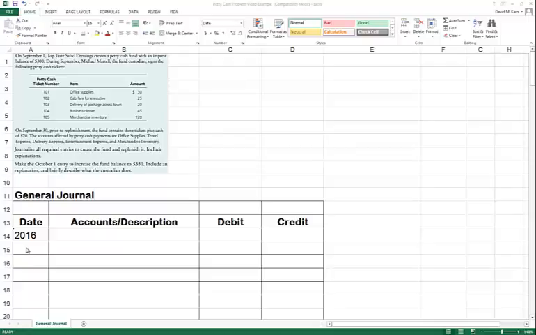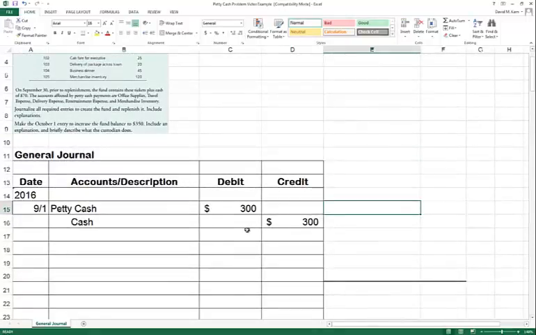Okay, so let's take a look at this. We'll just use 2016 as the year since they didn't give us one. The first entry we have to do is on September 1st, which is to create and establish the fund for petty cash. Now remember, you only debit petty cash when you're going to establish the fund or you're going to increase the value of the fund. So obviously we will use petty cash as our debit here, and they're establishing it for $300. And then we'll credit cash of $300 and put it into a separate safe, drawer or box, whatever way we're storing the cash for the fund.